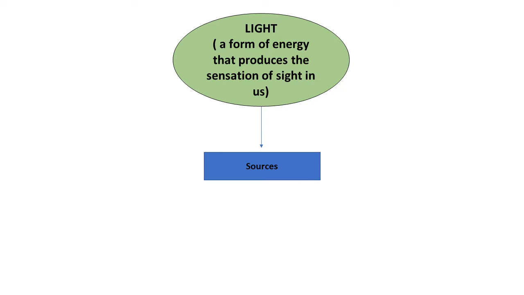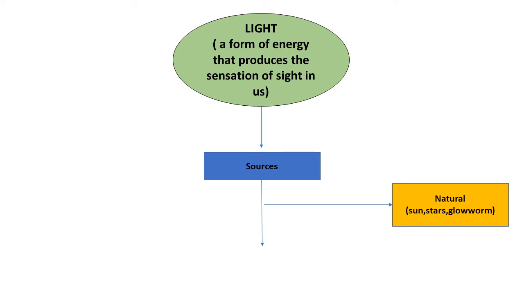There are two types of sources of light. These are natural sources of light and the other one is artificial sources of light. Natural sources of light: sources of light that occur in nature are called natural sources of light. The examples are sun, stars, fireflies. The sun is the main natural source of light. We are able to see objects around us during the daytime because of sunlight. Stars are also a natural source of light.